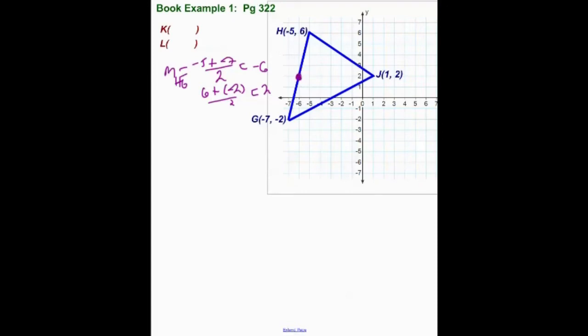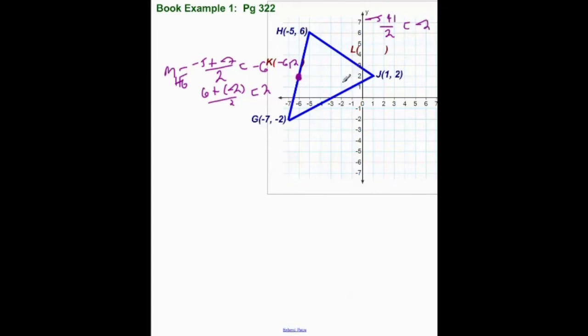We're going to call that K. K is going to go right here. I could have squeezed that in a little better. We'll call that -6, 2. Then we're going to find L, which is somewhere over here. We do the same thing, add our x's together: -5 plus 1, that's -4 over 2, which is equal to -2.